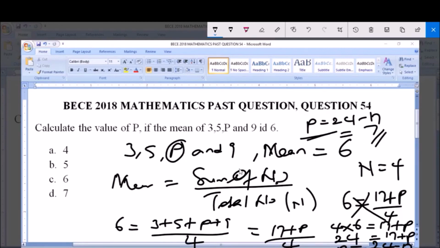Now from the options, option A says 4, which is wrong. B says 5, which is wrong, C says 6, which is wrong, and D says 7, which is correct. So option D is the correct answer, 7.